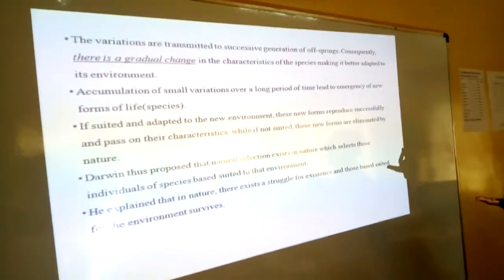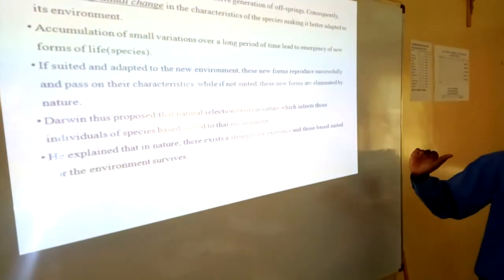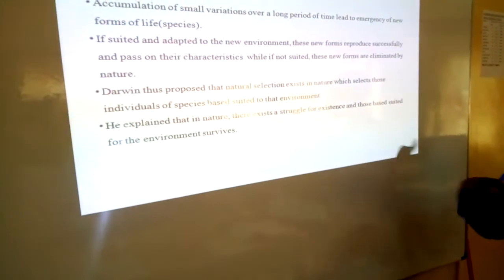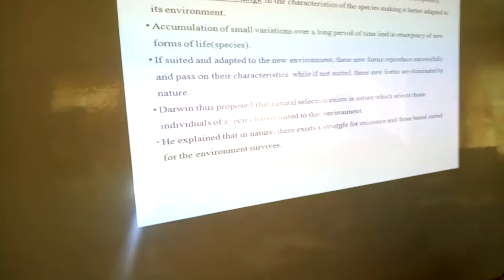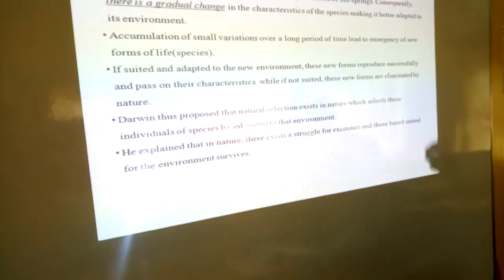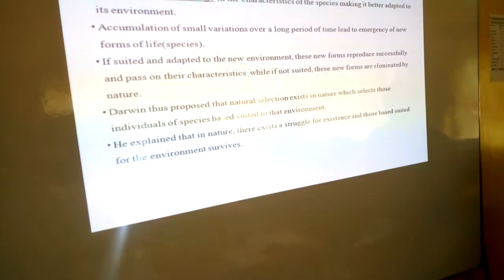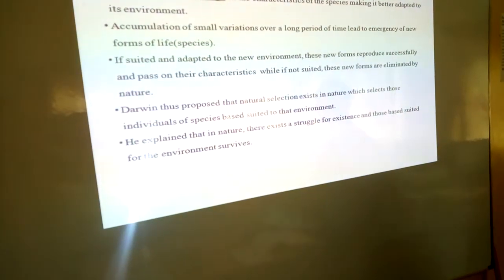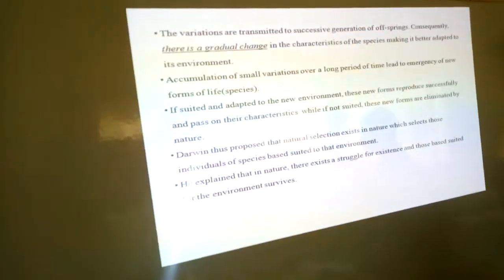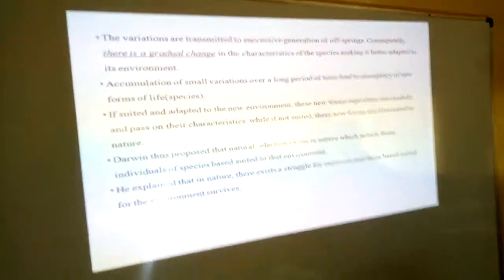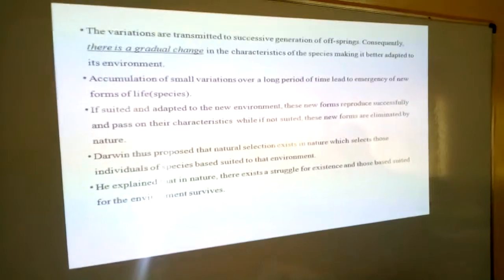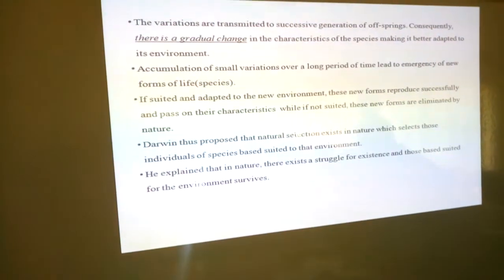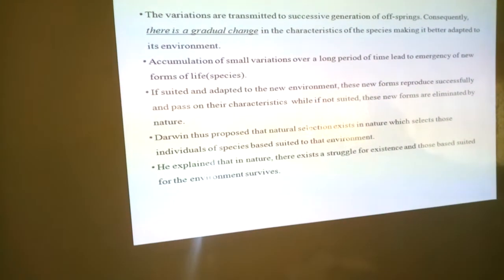Therefore, Darwin proposed that natural selection exists in nature, which selects those individuals of a species best suited to that environment. He explained that in nature there exists a struggle for existence, and those best suited for the environment survive. So in his explanation, he based it on the principle of natural selection. And under natural selection, there are two concepts: struggle for existence and survival of the fittest.